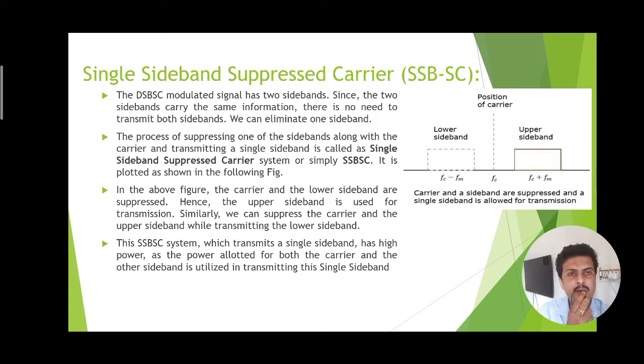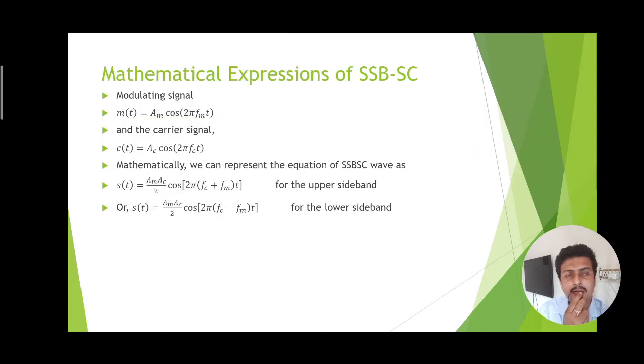So in case of SSB-SC, we are dealing with the transmission of one of the sidebands, that may be either upper sideband or lower sideband. The mathematical expression for SSB-SC is quite straightforward. Earlier we have considered the expression for the message signal, which was Am cos 2 pi fm t, and the expression for the carrier signal, which is Ac cos 2 pi fc t.